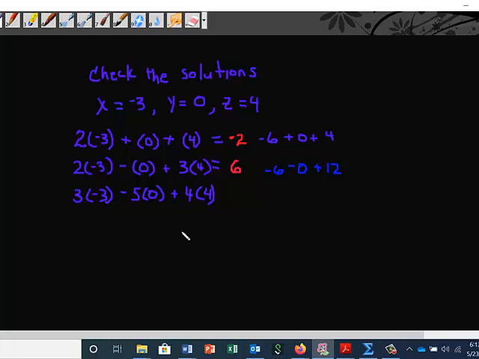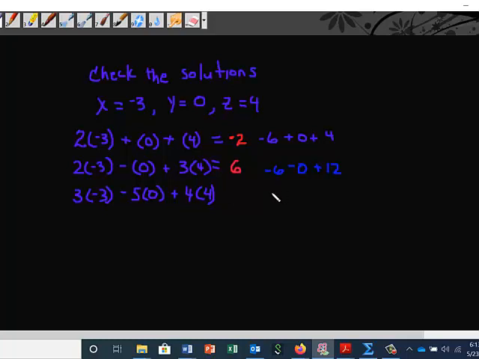And remember, when you check your solution, don't check it in just one equation. Check it in all three of the original equations, or both of the original equations, or however many equations it was. Check your solutions in every single last one, because sometimes it works for one but doesn't work for the others. Okay, so remember that. That happens sometimes, believe it or not.